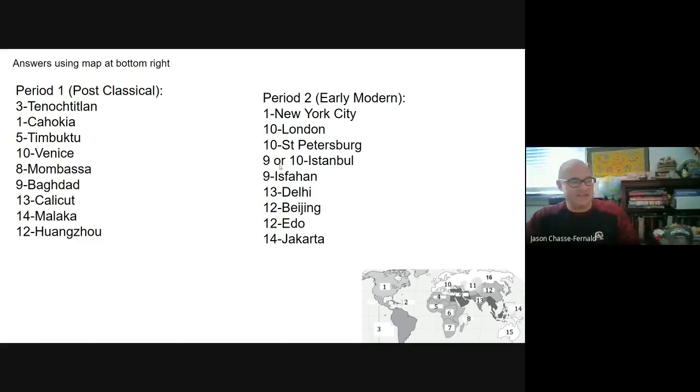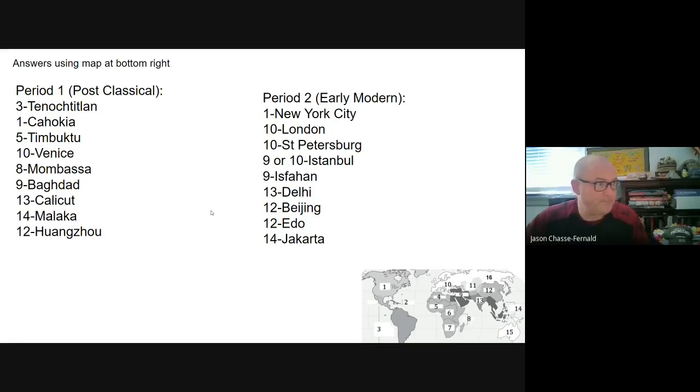So this is the answer key. There's Istanbul, for example. It could be 9 or 10 because it literally straddles both continents. So on the test, I wouldn't put both of those as answer options, right? So just be aware of that. Istanbul is historic Constantinople, so Istanbul was Constantinople.